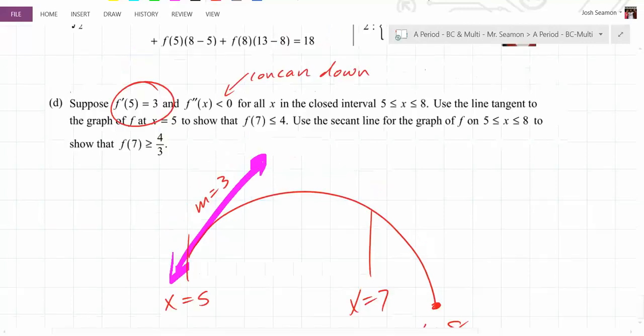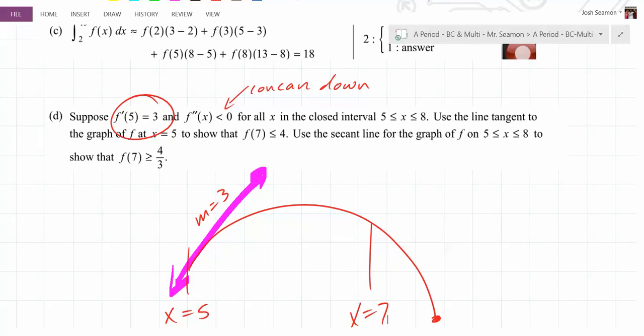So what that means is this line right here, this tangent line, is always going to be above the function from 5 to 8 because it's concave down from 5 to 8, right? So what do we know the slope is at that point? The slope is 3, right? What's the point at that point?